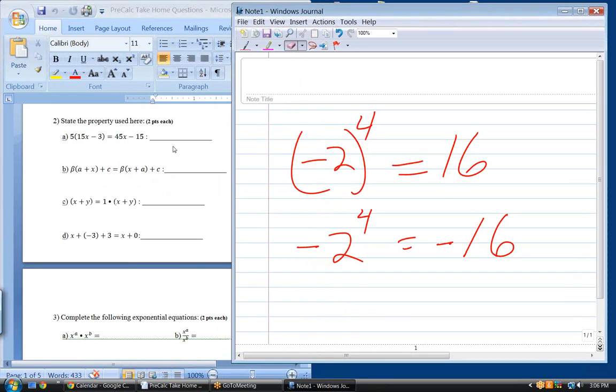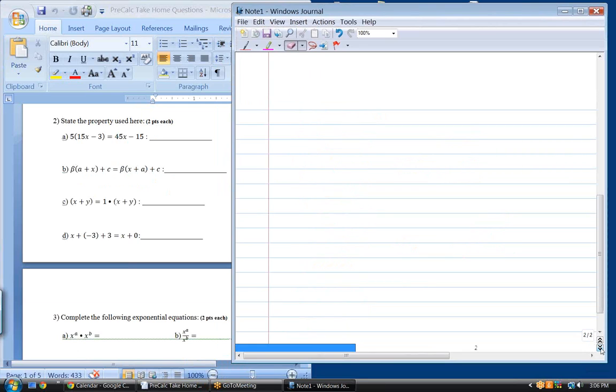All right. What property is being used in number A? Distributive. Okay. How about B? Hold on 1 second. Are we doing anything to it? Are we factoring it? No. Because all they're doing is switching the positions of X and A. I would call that the associative property.